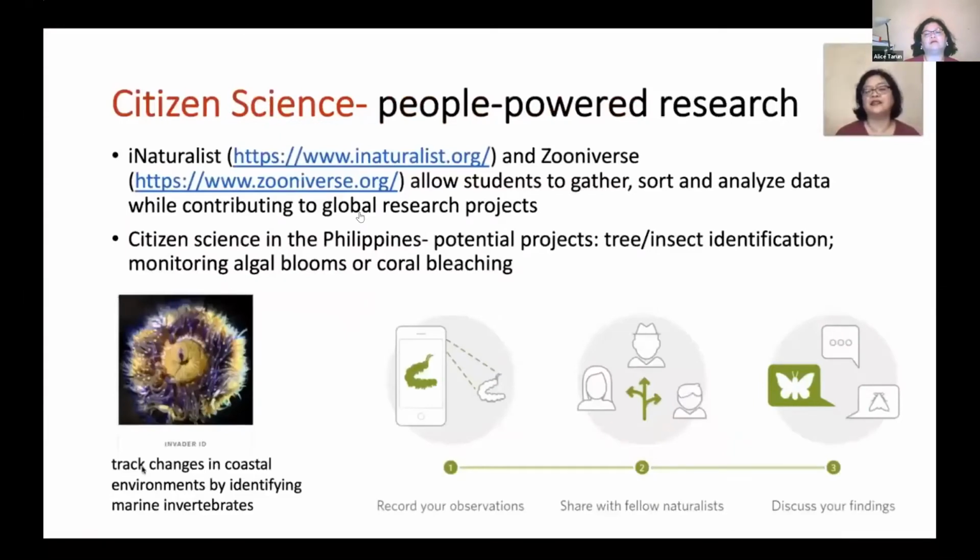So citizen science projects are becoming popular. This is actual research facilitated by people-powered data. There are two sites that I've listed here. iNaturalist, where you can basically upload observations using your phone with the GPS coordinates, and these observations are then shared with fellow naturalists.